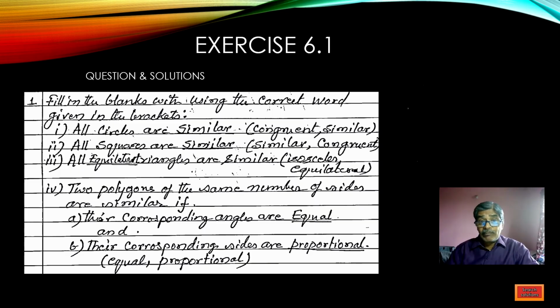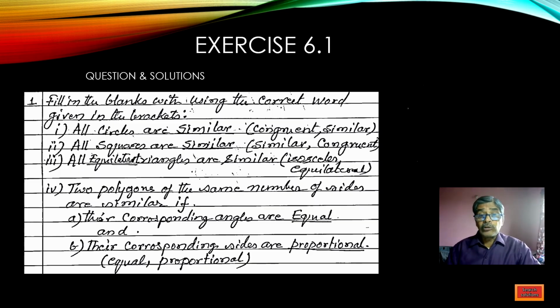They look the same. For example, I'll take a triangle and draw one more triangle. The size may be different, but both triangles have three sides, and all three angles of one triangle may be the same as the other triangle. So here the size is different and the shape is the same. Then we call them similar objects or similar shapes.